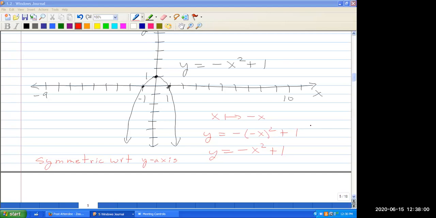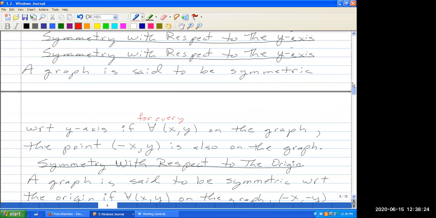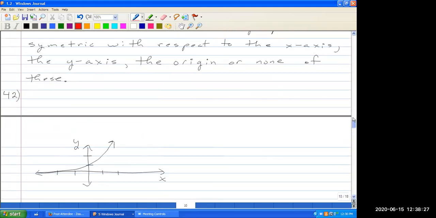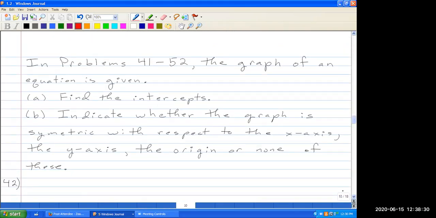And the x-axis. This is not symmetric with respect to the x-axis. So in this case, it's only symmetric with respect to the y-axis, not the x-axis. Okay. Any other questions about anything before I go on? Okay.